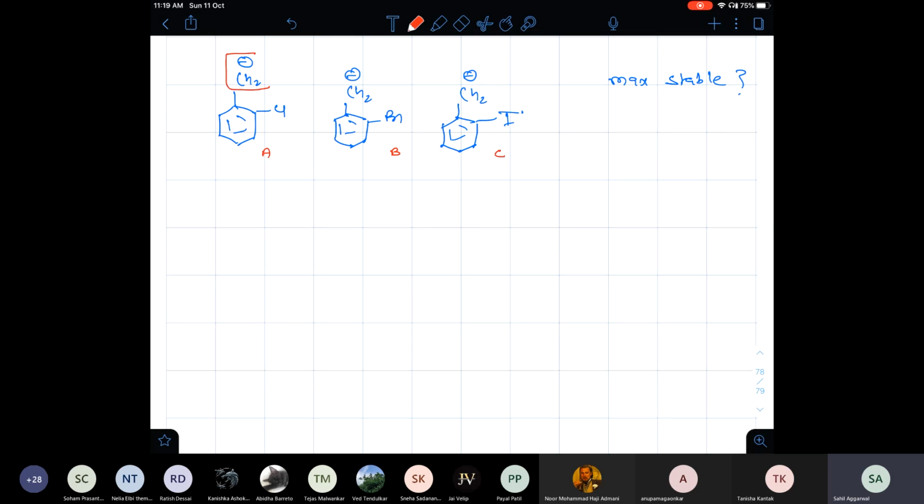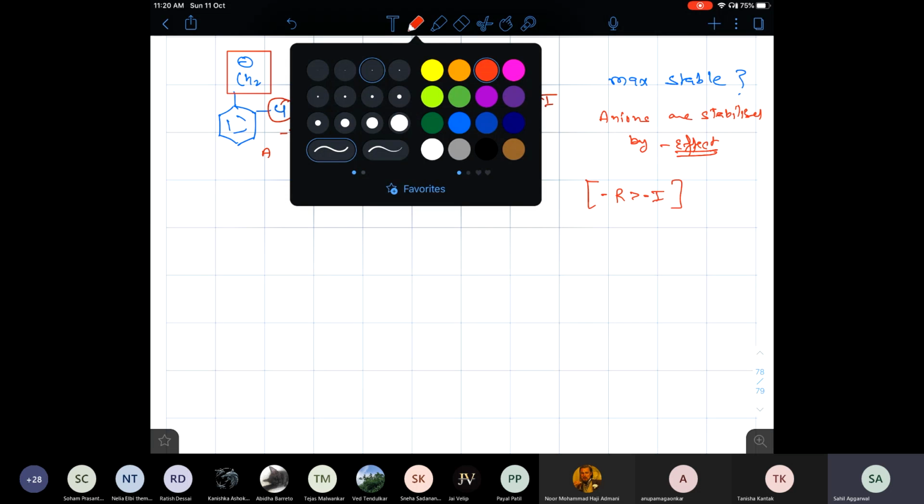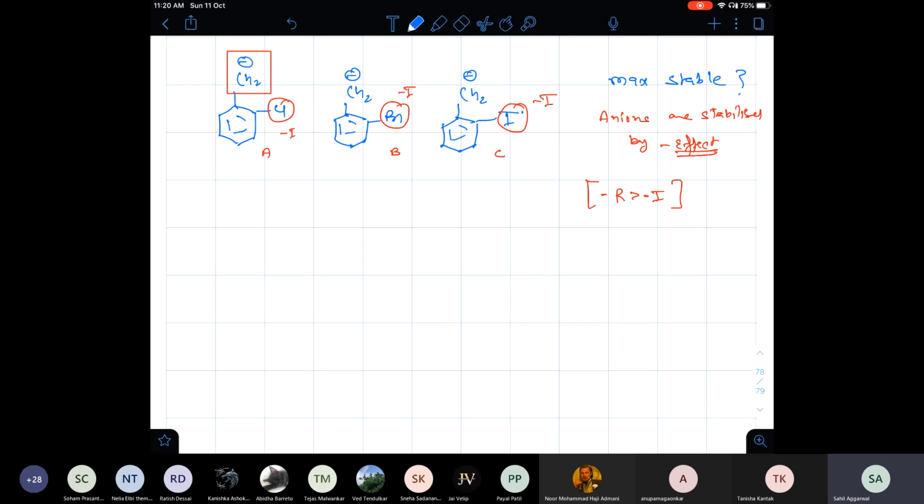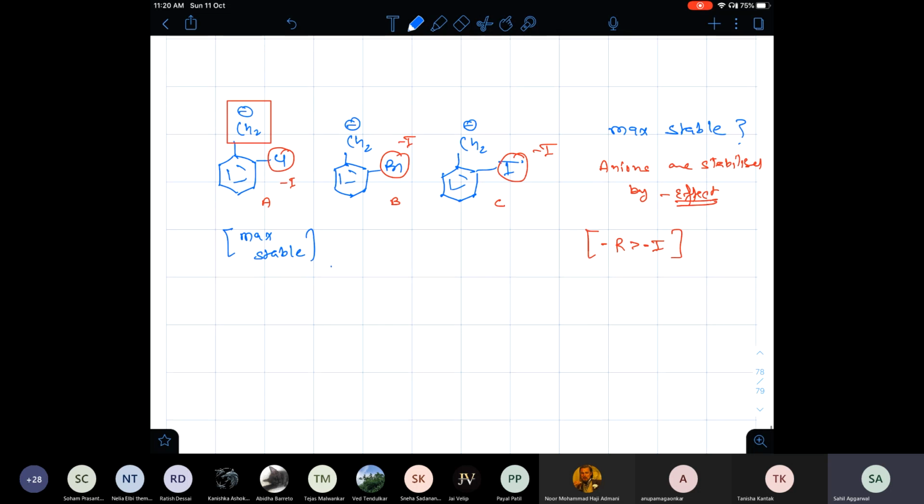पहले हम देखेंगे this is an anion, so it will be stabilized by minus effects. फिर देखेंगे R is dominant over I, minus R will be dominant over I. फिर हम देखेंगे ये वाले ग्रुप्स कौन सा इफेक्ट शो करते हैं, minus I, minus I, minus I. फिर ऑर्डर देखेंगे. We know chlorine is better than bromine, which is better than iodine, so this will be maximally stable. Understood?